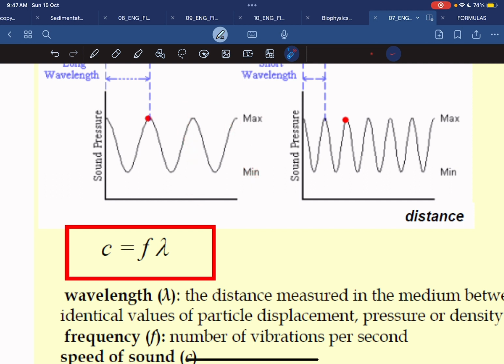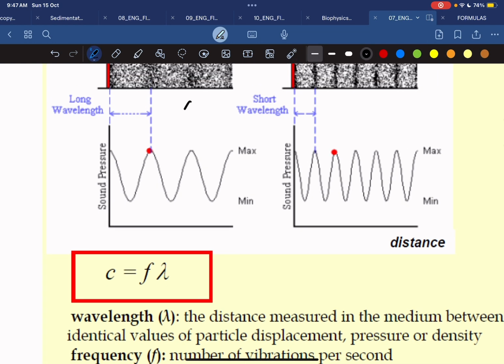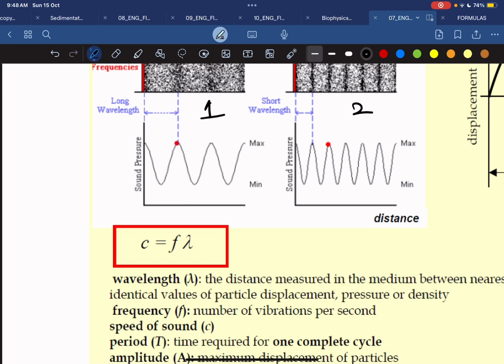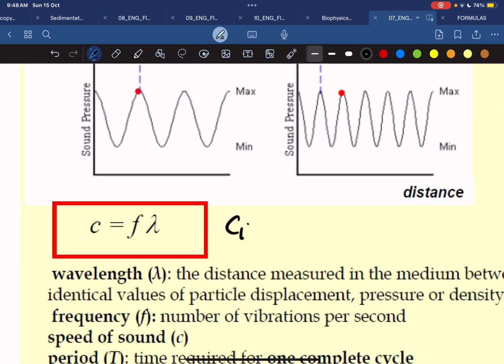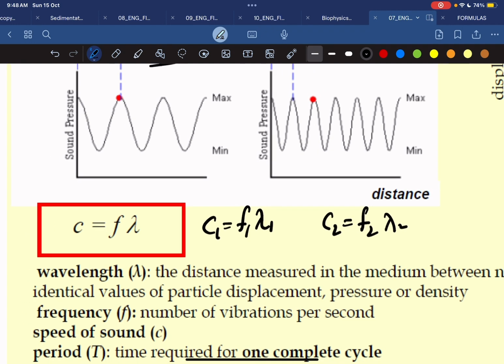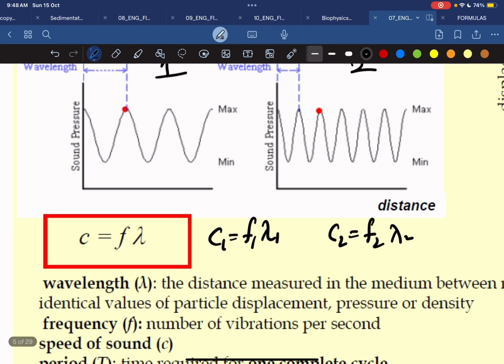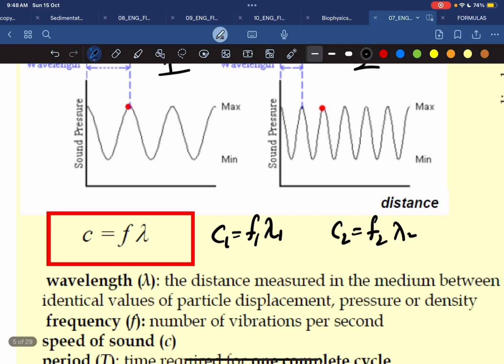So let's label them now. Let's say this is labeled 1 and 2. So C1 is going to be f1 times lambda 1 and C2 is equal to f2 times lambda 2. Now for the products to be the same, because we know the speeds are the same, that means f1 lambda 1 is equal to f2 lambda 2.